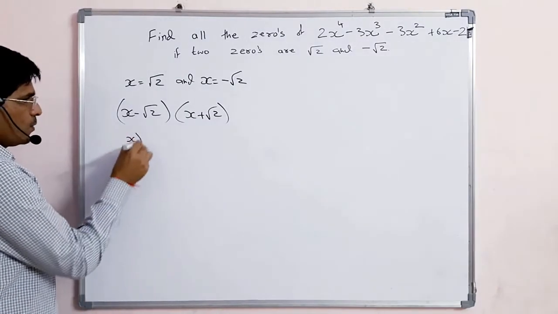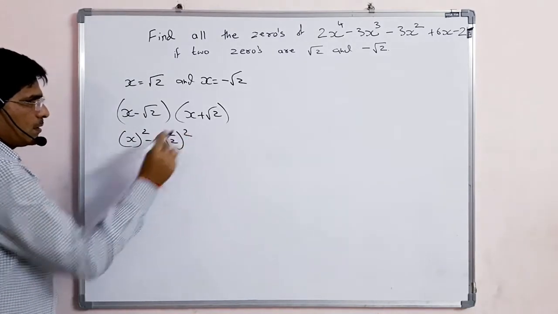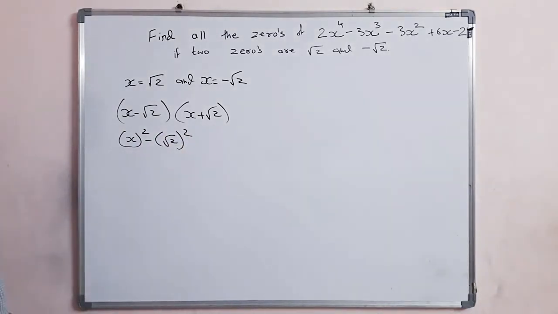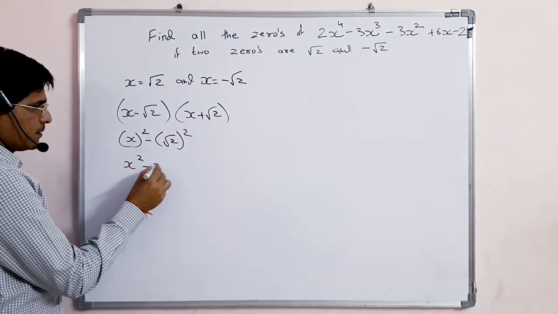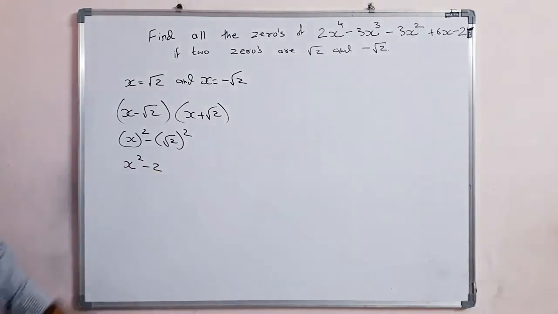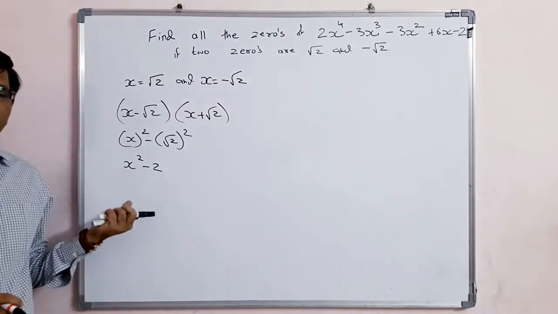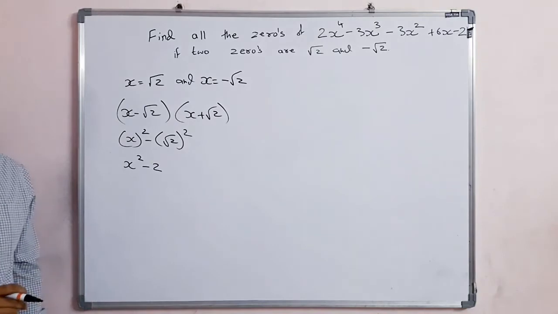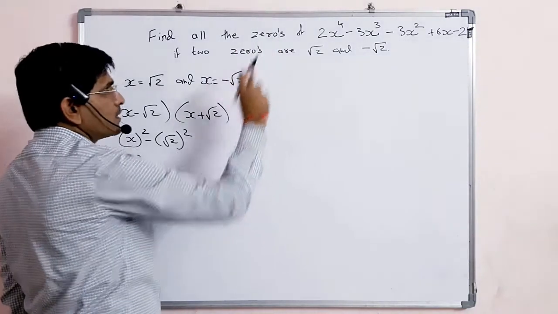So x squared minus (root 2) squared, so we can say x squared minus 2. So by using two zeros, we get one quadratic equation, that is x squared minus 2. Now to find all other zeros.